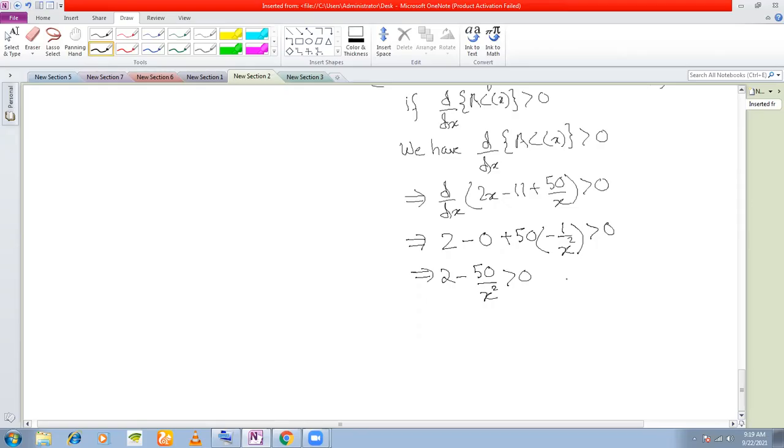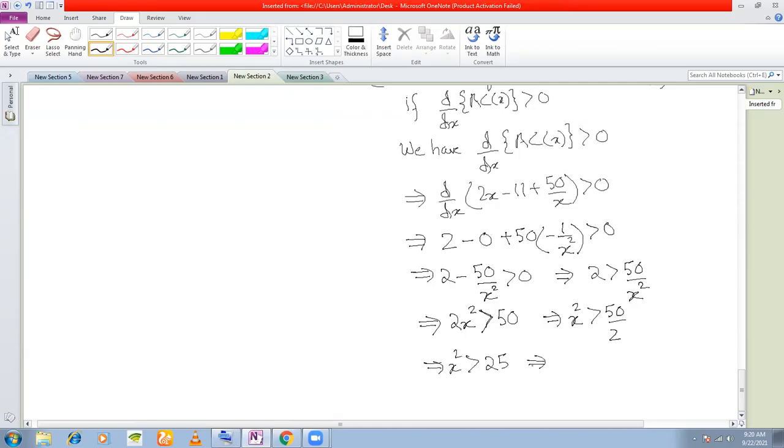So for what value of x will this inequality hold? We need to solve this inequality to get it. So what you do here is you take 2 greater than 50 by x square. Now you multiply both sides by x square. You get 2x square is greater than 50. Now can you tell me why we can multiply by x square? Because x is positive, right? So x square will also be positive, and that is why you can multiply both sides by x square without reversing the sign of the inequality. So therefore x square will be greater than 50 by 2. That means x square is greater than 25.